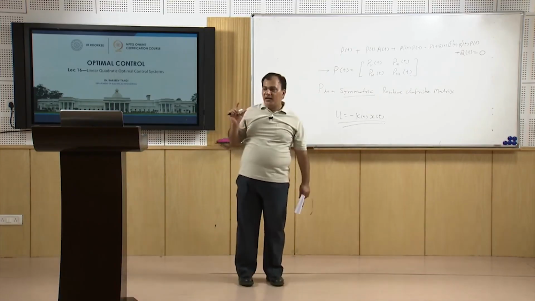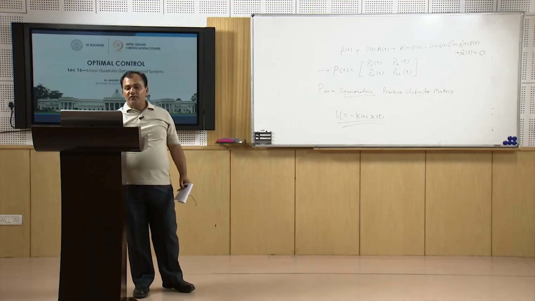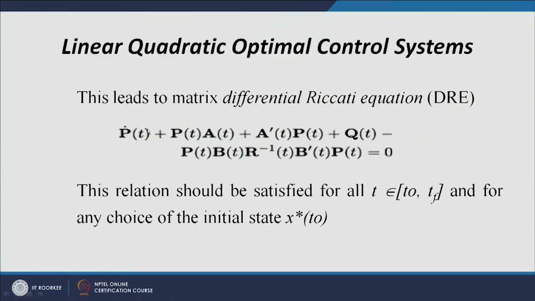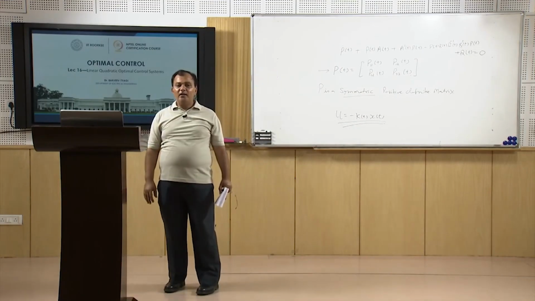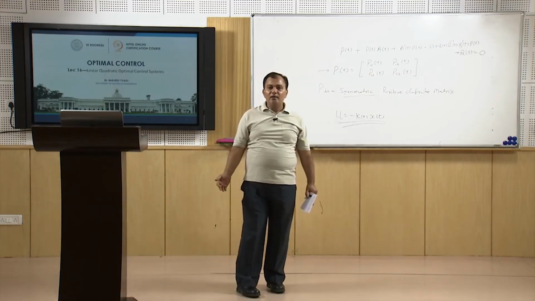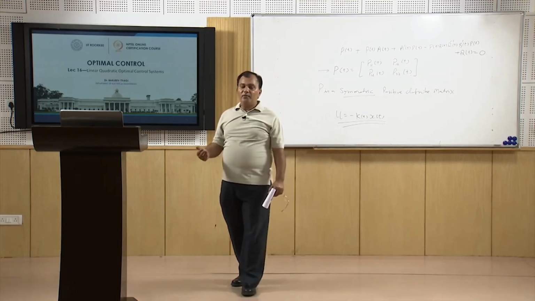If tf is finite, then we have to solve the matrix differential Riccati equation to find the value of P, and once P is known we can find u. So, I stop this class here, and in the next class we will discuss the infinite horizon, time varying and time invariant case.